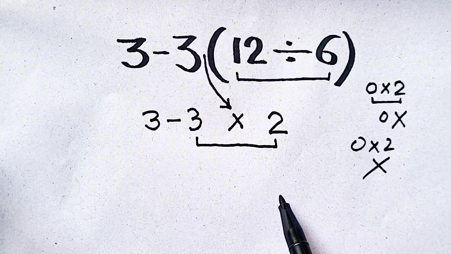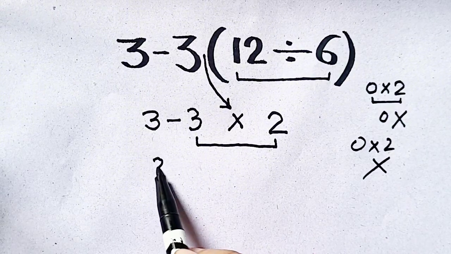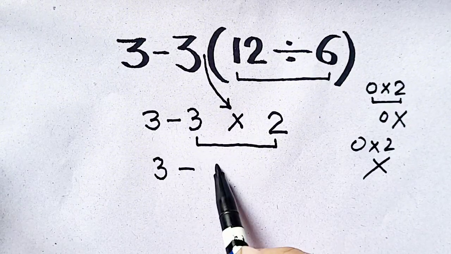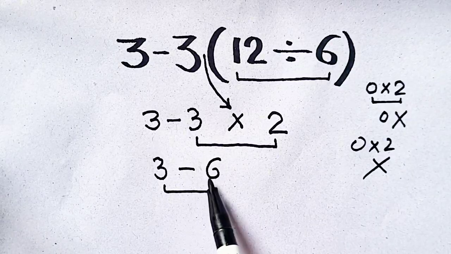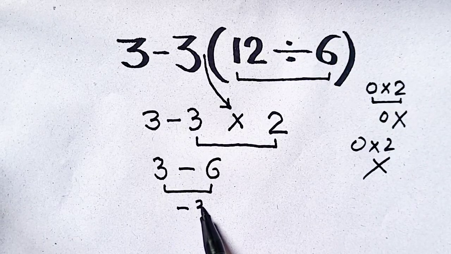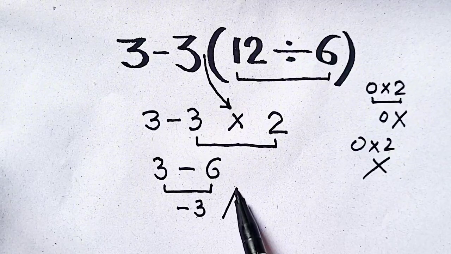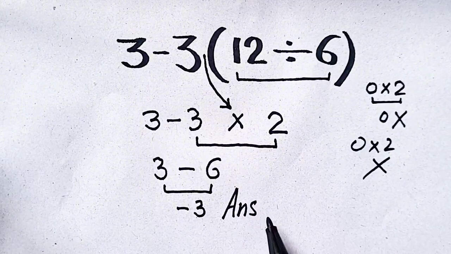So first of all, we have to multiply according to PEMDAS rule. So 3 minus 6 and 3 minus 6 will be equal to minus 3, which is our answer.